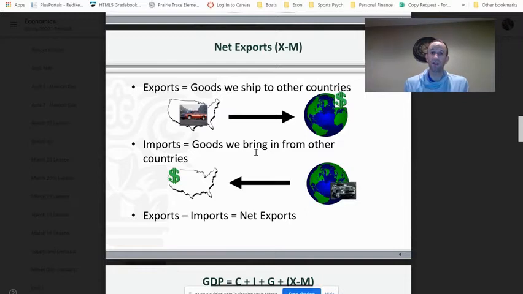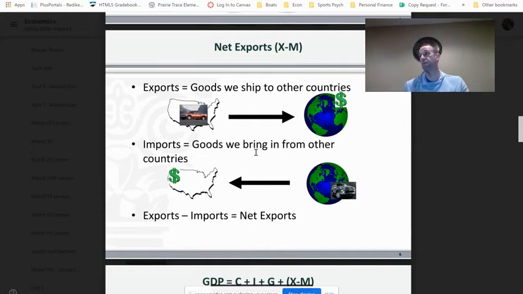But there are also a lot of things that we can't provide ourselves, so we have to buy from foreign companies. So when we do that, we have to import. To figure out what we're going to calculate with our GDP, we have to take our exports and subtract how much we imported.